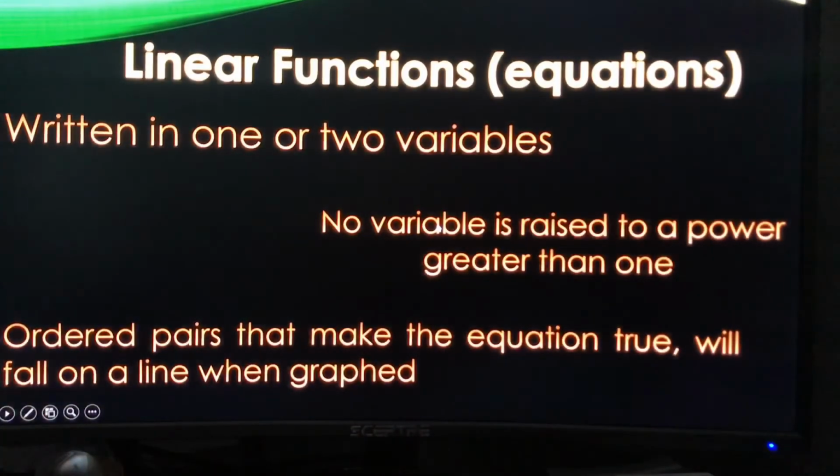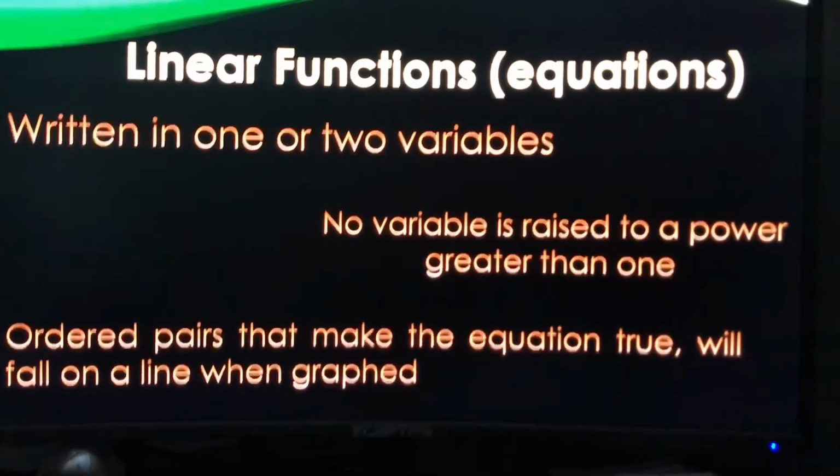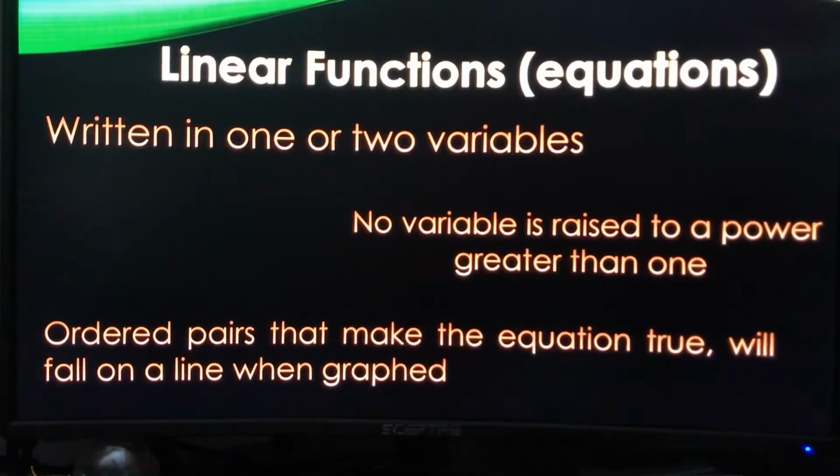So let's talk about the first parent function we saw there, a linear function or a linear equation. What a linear equation is, it's written in one or two variables. No variable is raised to a power greater than 1, meaning the exponent on any of the variables is always 1. No other exponent. And the reason why you don't see the 1 there is because remember it's a ninja 1. So if I have an x or a y or a b or an a and there's no exponent to it, it's 1.